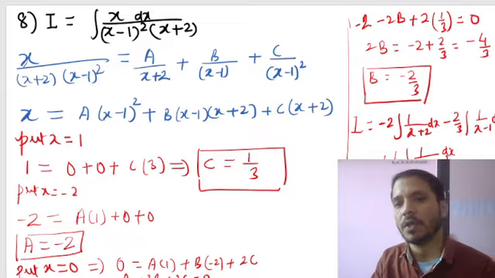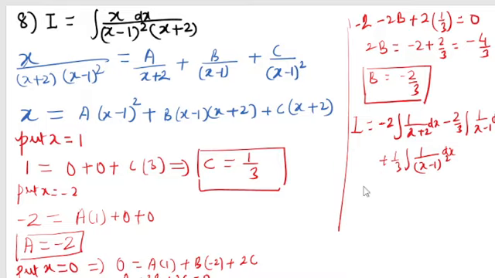Finally we can write our answer as minus 2 log mod x plus 2, minus 2 by 3 log mod x minus 1, plus 1 by 3 log, oh, here we cannot write it because the whole square is there. That means here it is not log. We need to substitute this.